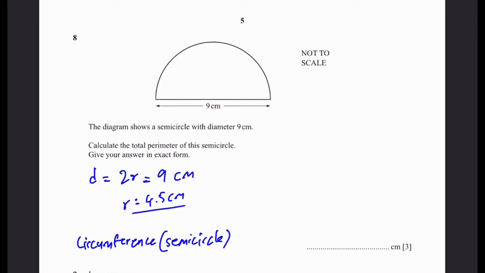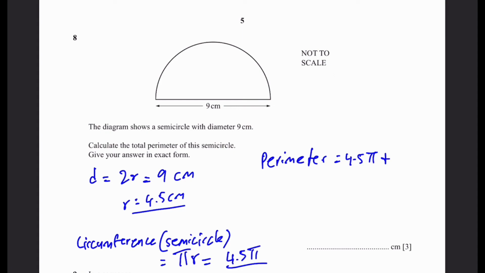This one we'll add on later. The circumference of a semicircle is going to be 2 pi r by 2, or just pi r, which is 4.5 pi. Now, the perimeter is going to be 4.5 pi plus the diameter value, which is 9. And of course, since you have to give an answer in exact form, we just leave it like this: 4.5 pi plus 9 centimeters.